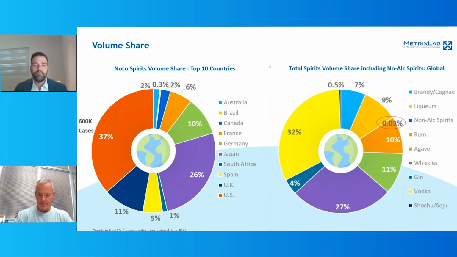Which brings us to the next chart, a pie chart that represents the total spirits volume share, including non-alc spirits globally. The reason we wanted to bring this up is, again, to put perspective on the size of the opportunity here, or the current size as it sits now. The circled 0.03% number is non-alc spirits as a piece of this pie. Without suggesting that this category isn't growing significantly, to put it into perspective, whiskey at 27% is 90 times the size of this. If I look at the smallest category of spirits, gin, it's about 14 times the size. So while there are tremendous growth opportunities and growth occurring in the non-alc and low-alc space, it is important to understand the size of it right now.